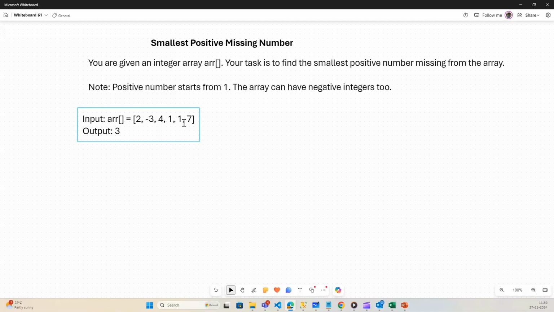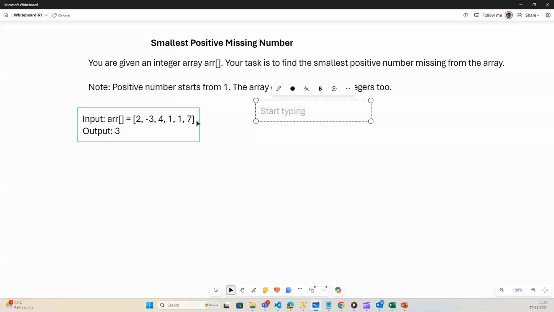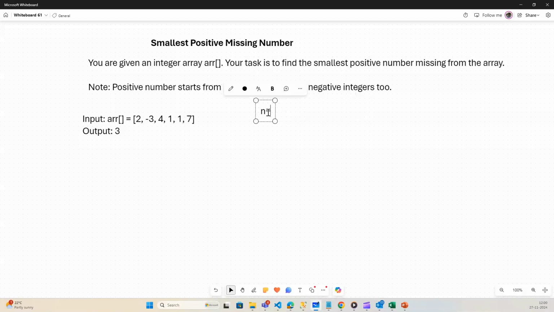Now, to solve this question, we can follow a simple algorithm. Let me write it over here. I will scan this array once, traversing its entire length. In this traversal, at every element, I will first check if the current element is greater than n or less than 1. If it is 0 or negative, or if it is greater than n, then I will default this element to n plus 1. I will just update its value to n plus 1.